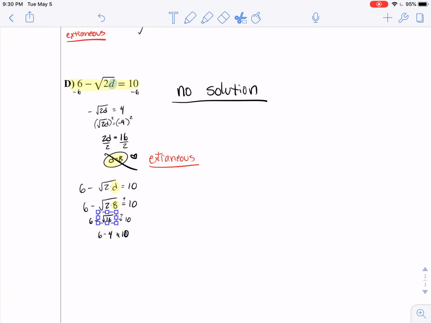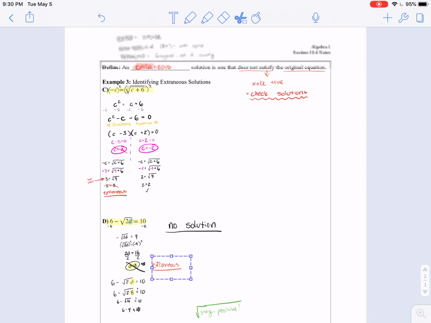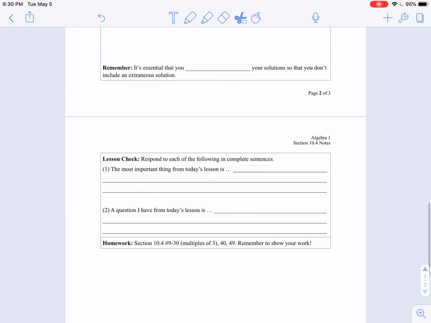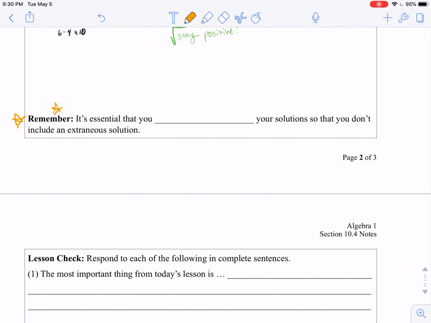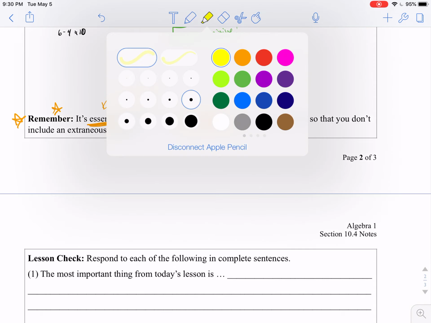Again, when you're looking for your square roots, stay positive. That will help you find your extraneous solutions. Extraneous means they don't work. That's why you have to check your solution to make sure that it works. Guys, that is so important. I even put it down here. Remember, very important. It is essential. That means super important, required, necessary, that you check your solutions. Now more than ever. So that you don't include an extraneous solution.